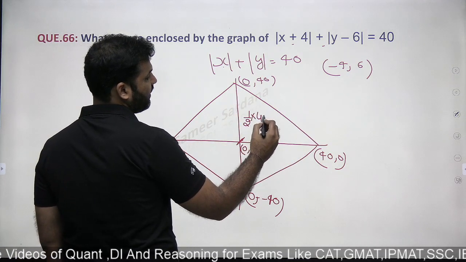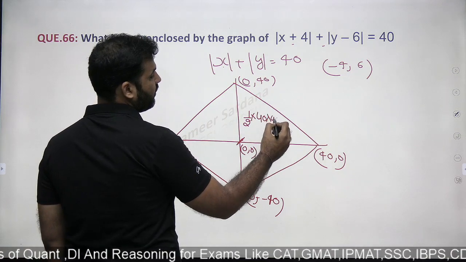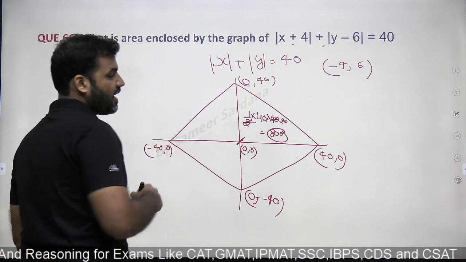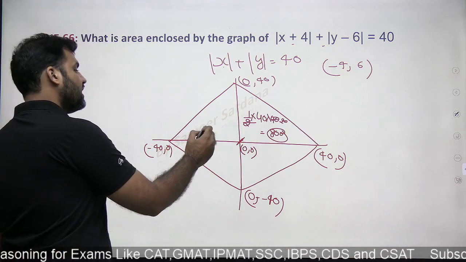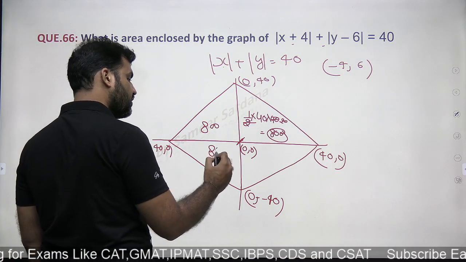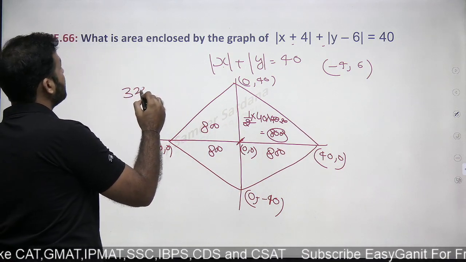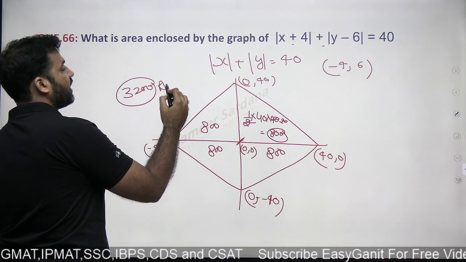Area of this would be half into 40 into 40, that is 800. Half into base into height. So this area will also be 800. This area will also be 800. This area will also be 800. Total area will be 3200. This is going to be your correct answer.